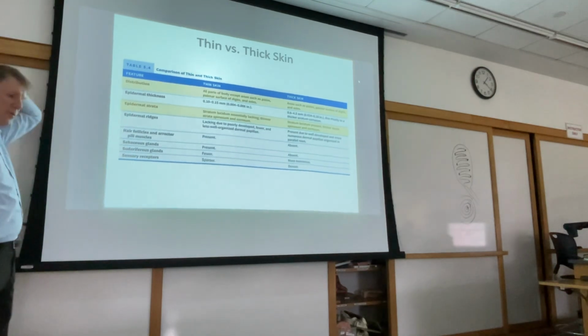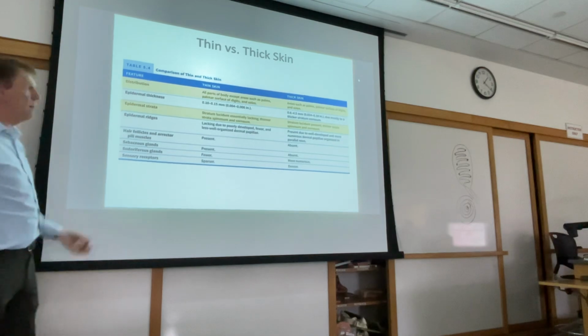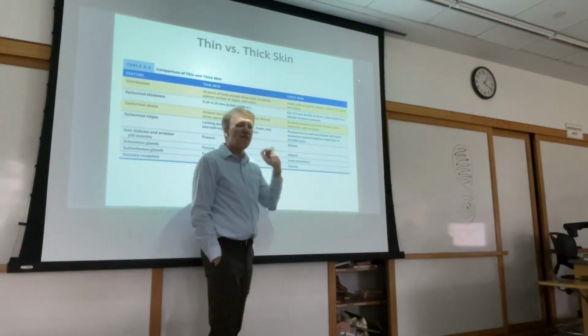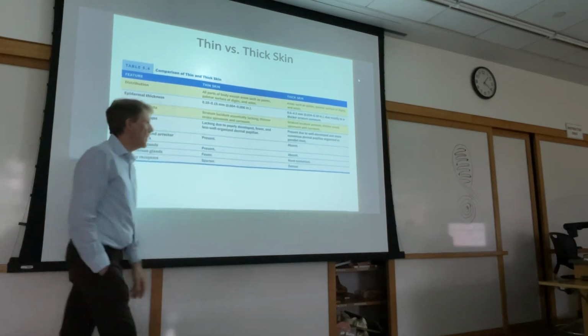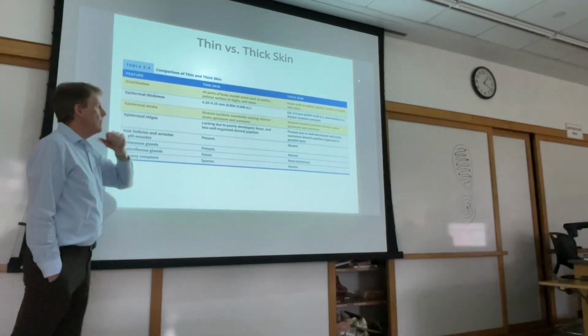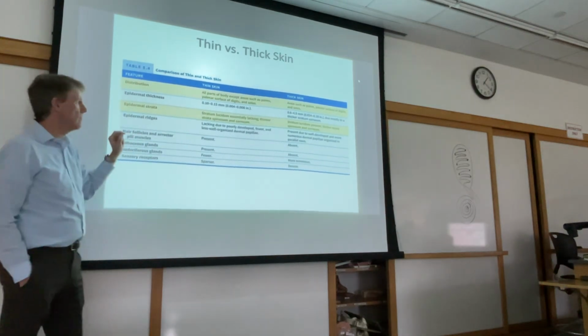And then epidermal strata just means how many layers you have and what the difference is. Remember, with thick skin, you have all 5 layers, including the stratum lucidum. With thin skin, you basically just have 4 layers. You don't have the stratum lucidum. Okay?